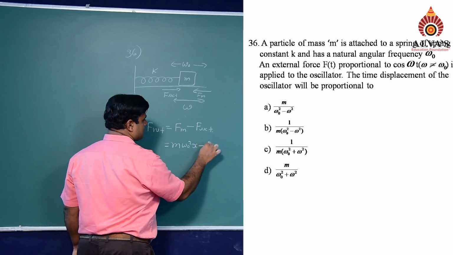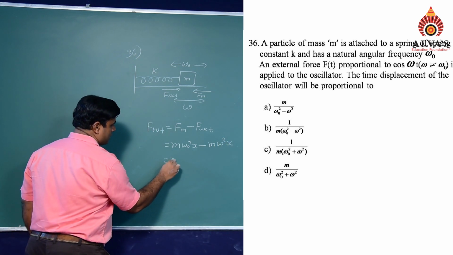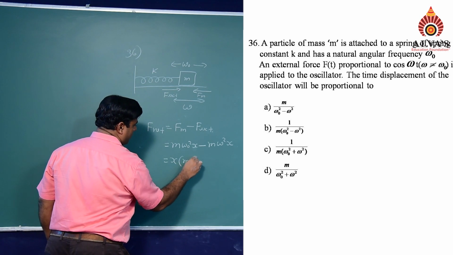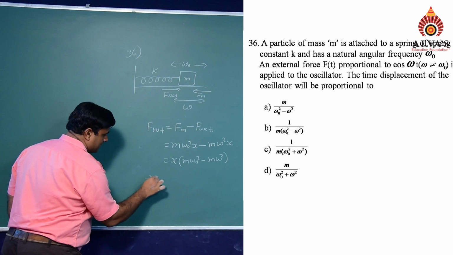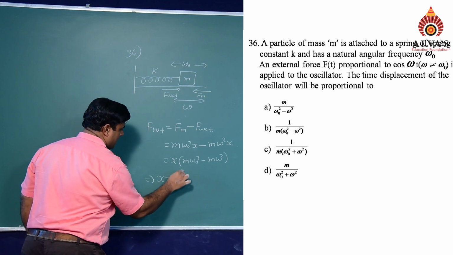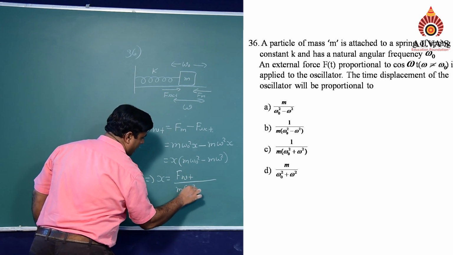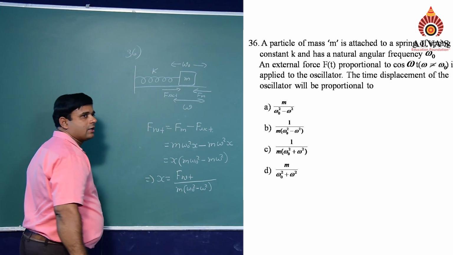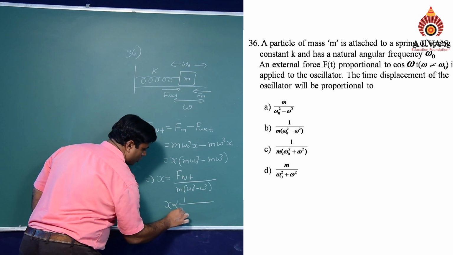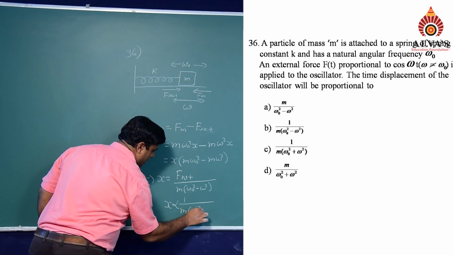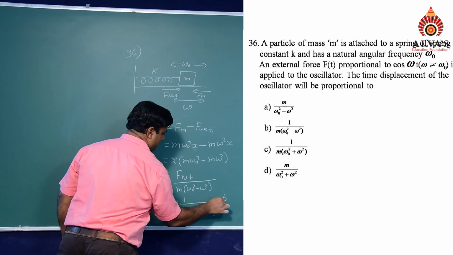When the external force is applied, the frequency becomes omega, so we get m omega square into x, which is x into (m omega naught square minus m omega square). This implies displacement x is F net divided by m into (omega naught square minus omega square). Therefore, the time displacement x is inversely proportional to m into (omega naught square minus omega square). So, the answer is B.